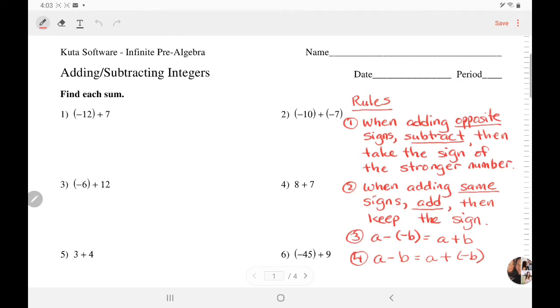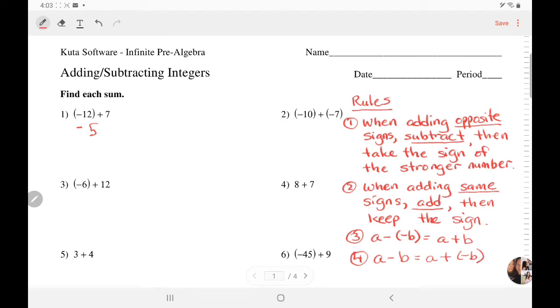When adding opposites, we want to subtract. So 12 minus 7 is 5. Then take the sign of the stronger number. And the stronger number is 12, so it's negative 5.